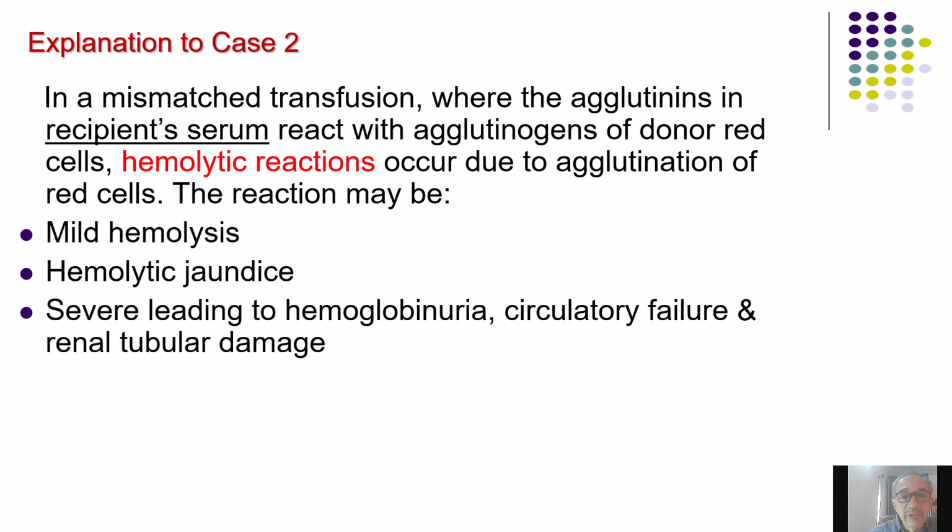Normally hemoglobin is within the RBC. It doesn't come into the solution. But here it has come into the solution because of hemolysis. Hemoglobin enters the filtrate and appears in urine. It gets precipitated, blocks the urinary tubule, causes tubular damage, and blocks other vessels, causes circulatory failure, obstructive shock. They're all fatal if undetected. This is the hemolytic reaction out of mismatched transfusion.